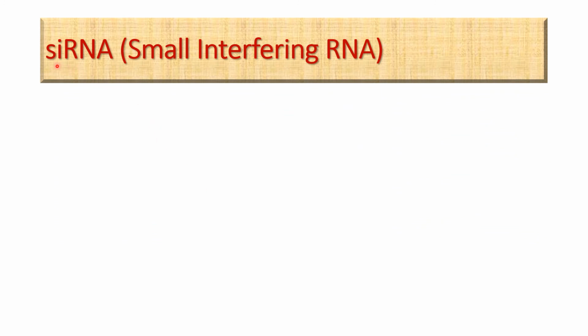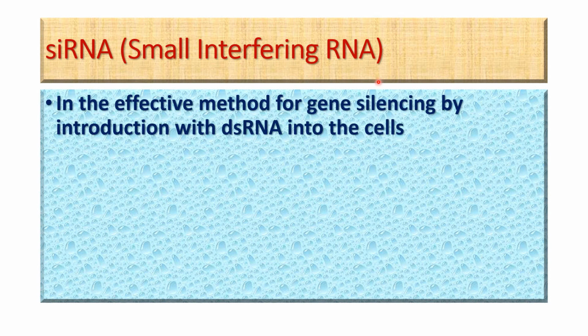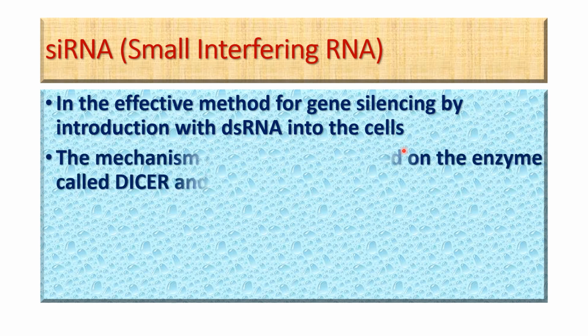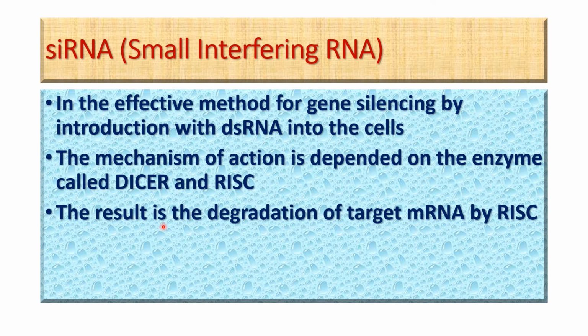Take a look at siRNA or small interfering RNA. This siRNA is an effective method for gene silencing by introduction of double-stranded RNA into the cells. The mechanism of action is dependent on enzymes called Dicer and RISC. The result is the degradation of target mRNA by RISC endonuclease activity.